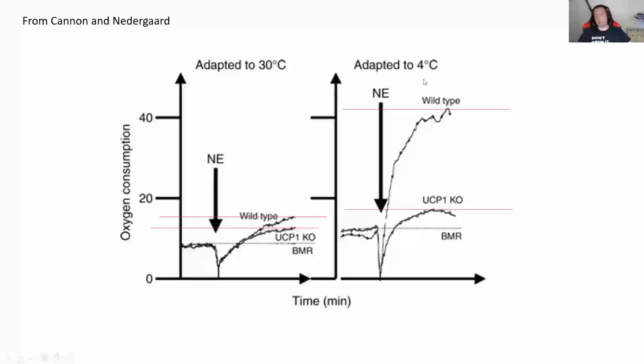But after mice have been adapted to 4 degrees C, this differential becomes massive. UCP1 knockouts do not greatly increase their energy expenditure over BMR, a little bit more than they did at 30 degrees, again related to this increased capacity in things like heart, but the wild types have now a huge differential. So this is entirely BAT dependent.